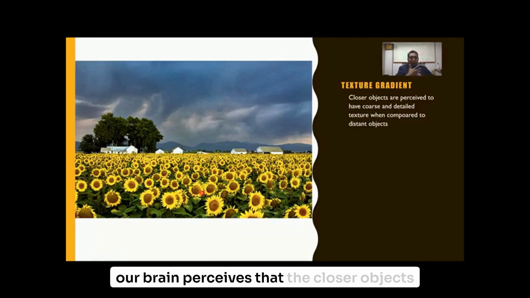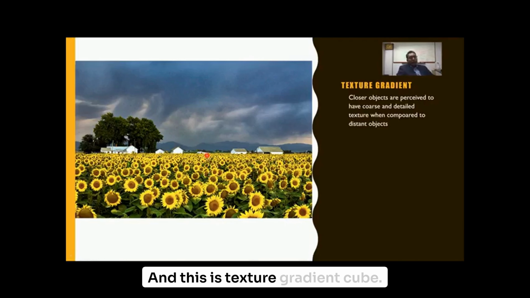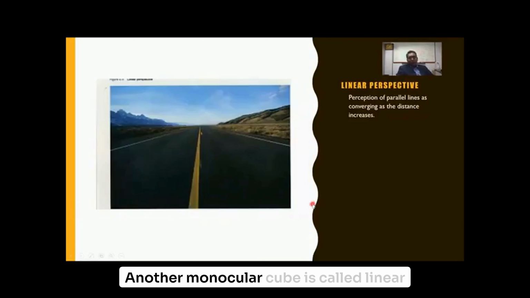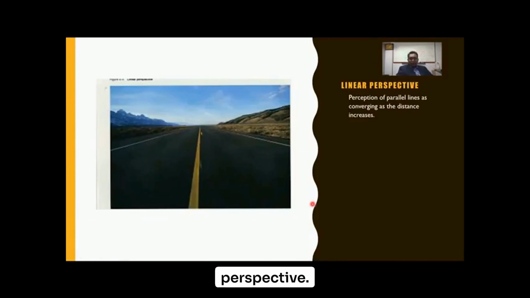Our brain perceives that closer objects will have more detailed texture and a better gradient when compared to the objects that are far away. And this is the texture gradient cue. Another monocular cue is called linear perspective.